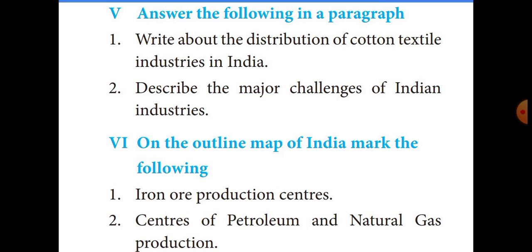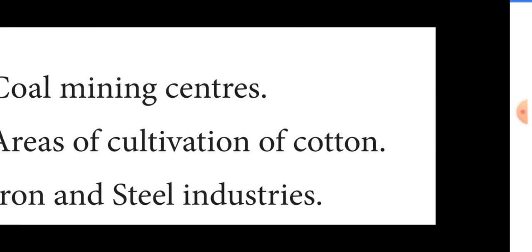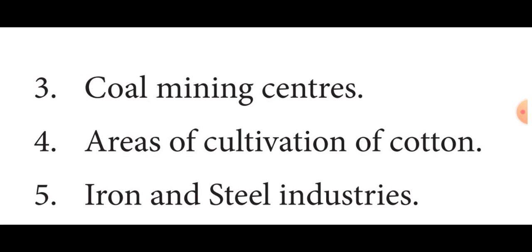Then Roman number 6. Outline map of India, mark the following: iron ore production centers, centers of petroleum and natural gas, coal mining centers, areas of cultivation of cotton, iron and steel industry. These are given in the guide. The book also has them. You have to refer to the book or guide and mark all these maps. Students, any doubt after reopening the school, I will clear all the map doubts.